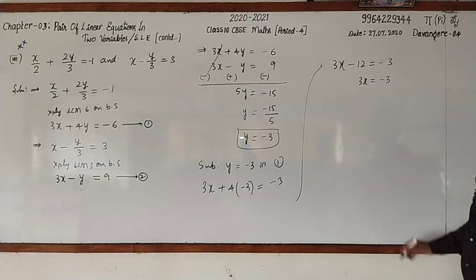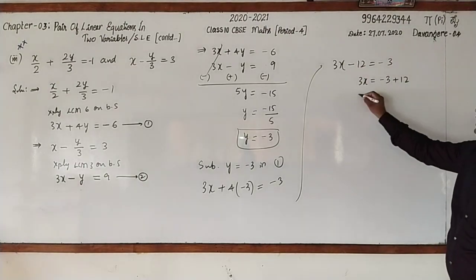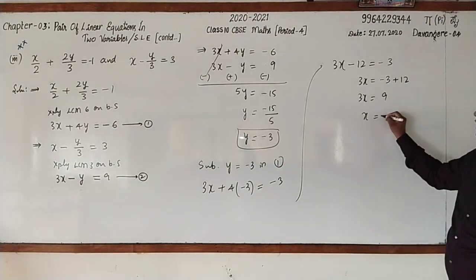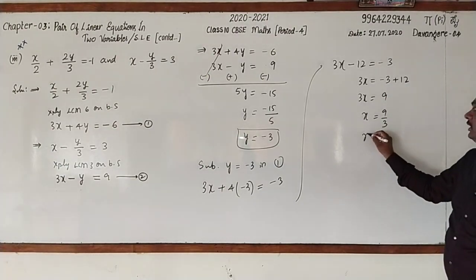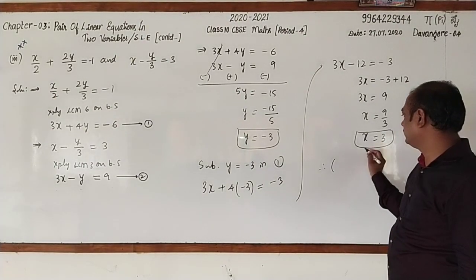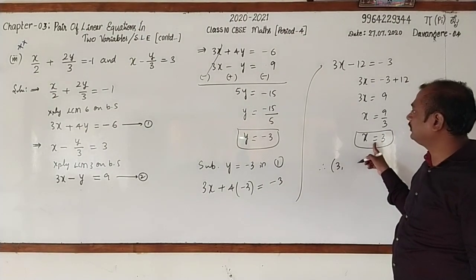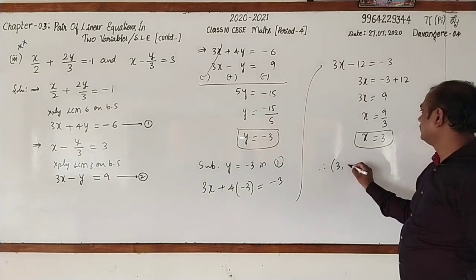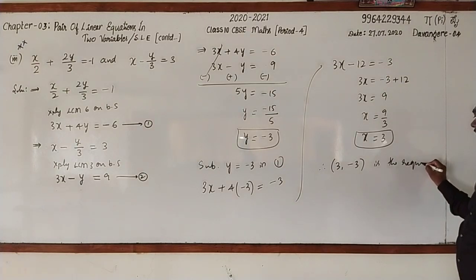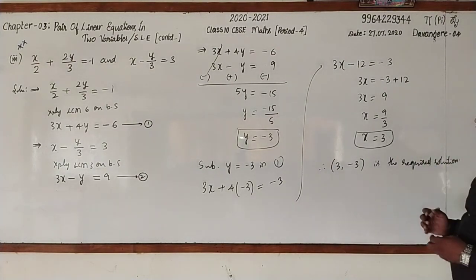Transfer minus 12 to the right hand side. It is plus 12. 3x equal to, it will be 6 plus 12... 3x equal to 9. x equal to 9 by 3. It is x is 3. Therefore, we can write x is 3 and y is minus 3. (3, minus 3) is the required solution. Hope that you have understood.